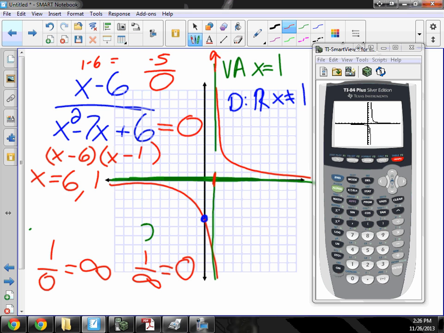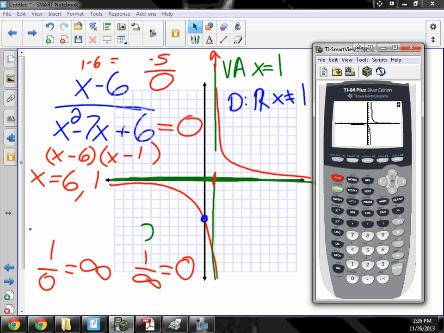What about 6? Well, let's look at the graph. 1, 2, 3, 4, 5, 6. It looks like it's there, but let's try it. Second, calc, go to value. I'm going to plug in x equals 6, and it gives me blank.